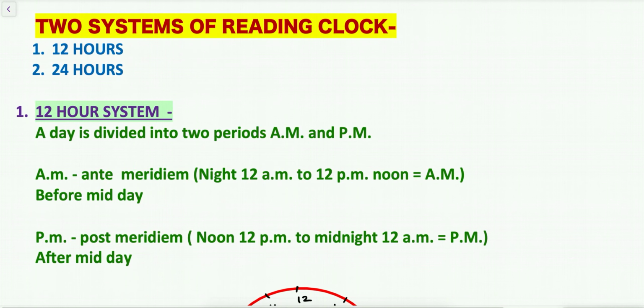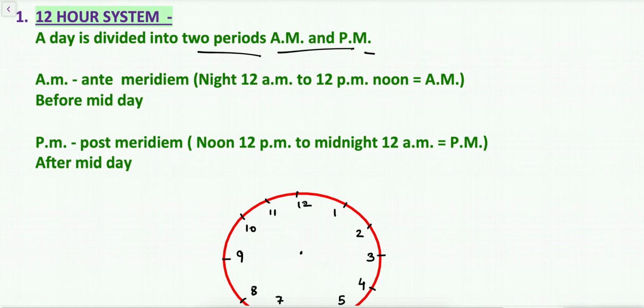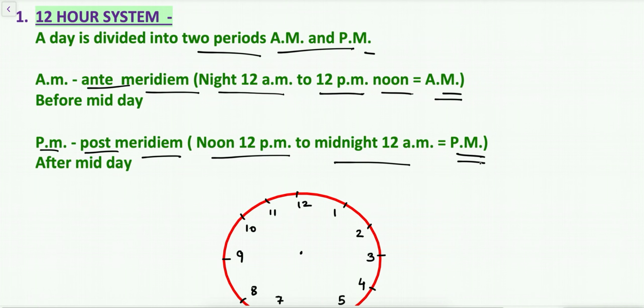See, there are two systems of reading the clock. One is the 12-hour system, the other one is the 24-hour system. In the 12-hour system, a day is divided into two periods, that is AM and PM. AM is called ante-meridiem, that is from night 12 AM to 12 PM noon, and PM is post-meridiem. From noon 12 PM to midnight 12 AM is the PM time. AM is before midday, and PM is after midday.